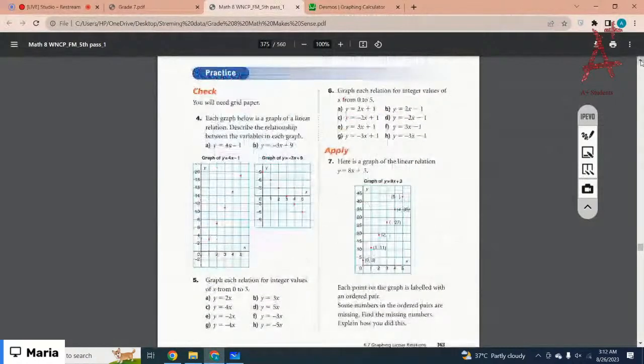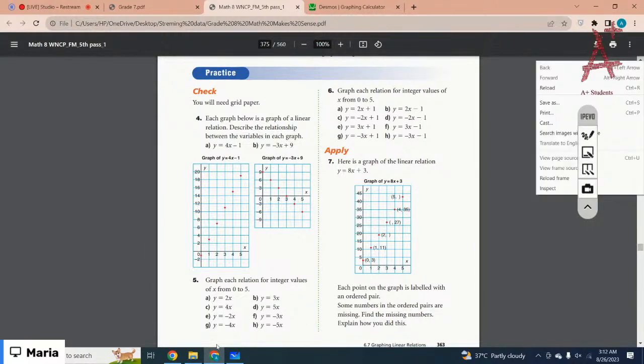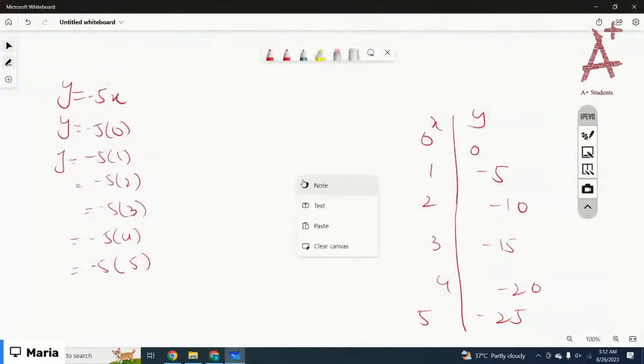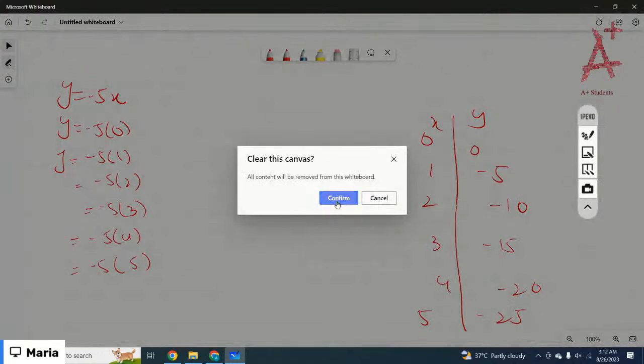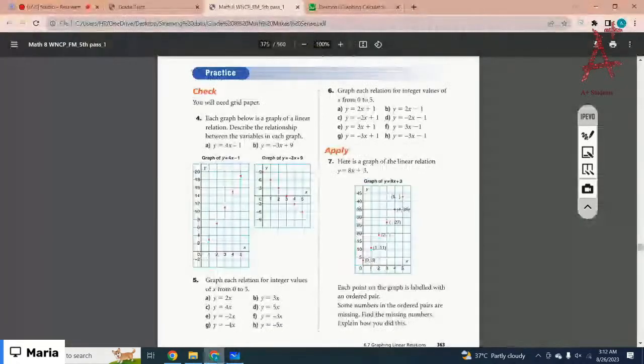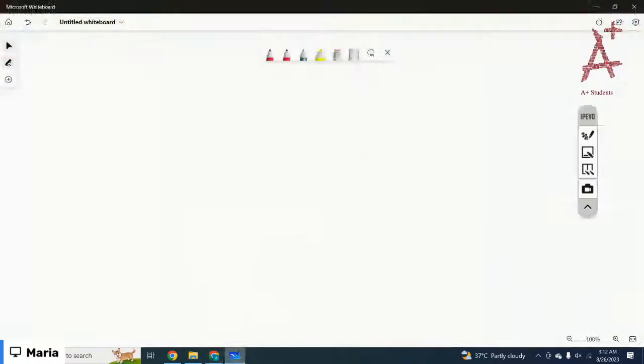Okay, let's just do the same with question number 6. Y equals x plus 1, right? You have to calculate the value of the relation from 0 to 5. Graph each relation for integer values of x from 0 to 5. Y equals x plus 1.